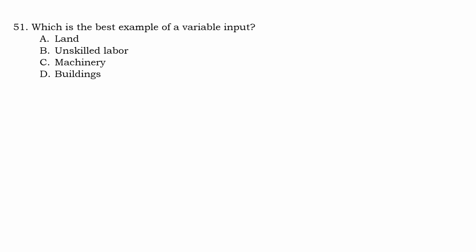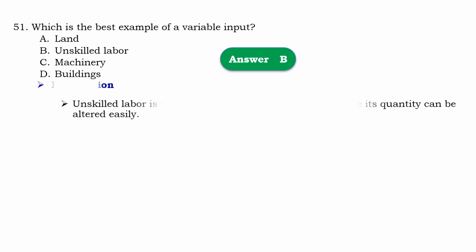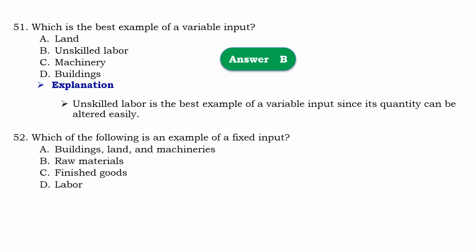So that should be unskilled labor. Means that unskilled labor is the best example of variable input since its quantity can be altered easily. Question number 52, which of the following is an example of fixed input?